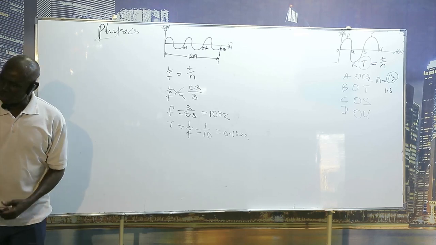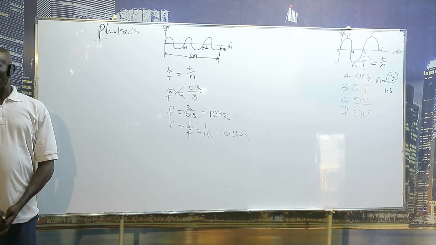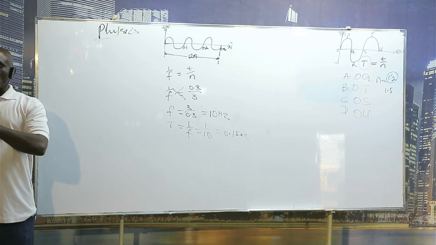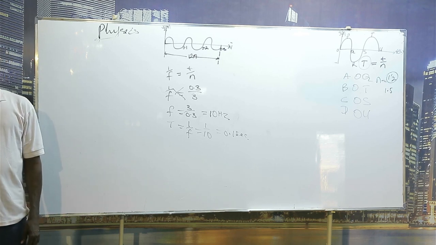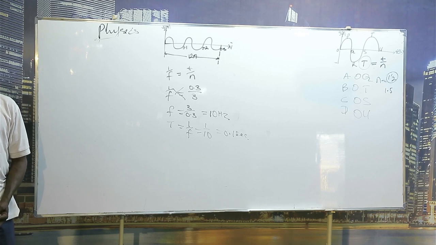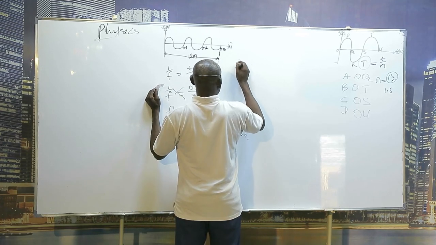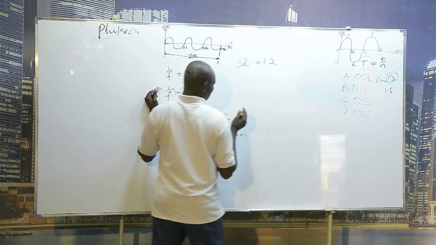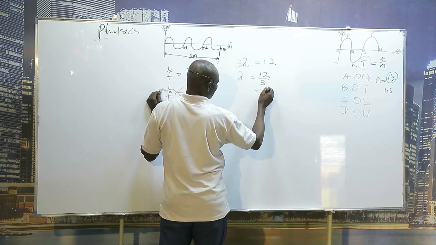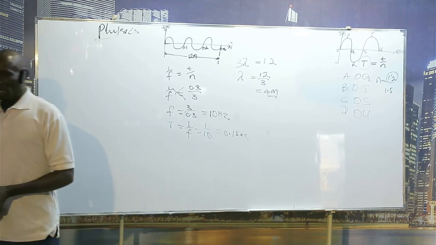So when you're asked to calculate the period, what you check is the number of waves and the time allocated to it. Number of waves and time. You only follow all the waves, you don't just count off. If I'm looking for wavelength, 3 wavelengths cover a distance of 12 meters. So that wavelength will be 12 over 3, and that's 4 meters. So that 12 there is a distance.